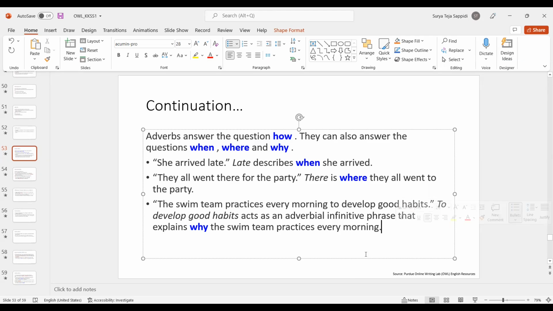Okay, so essentially, to develop good habits is the infinitive phrase. Develop is the verb, just for everyone, and to plus verb becomes an infinitive, just as per the rules of the English language. And verb plus ing is called a gerund.